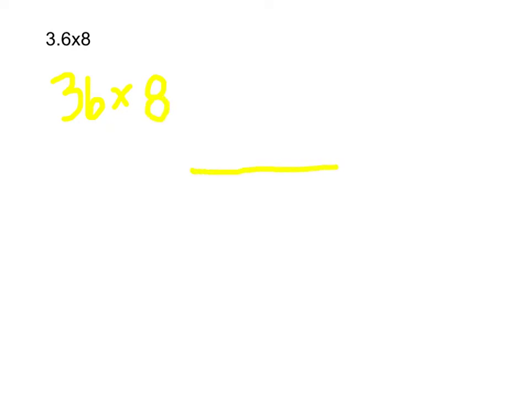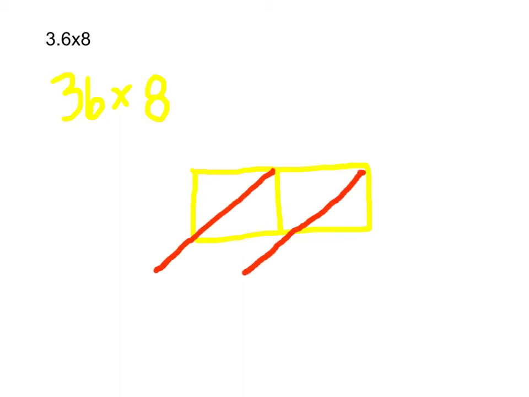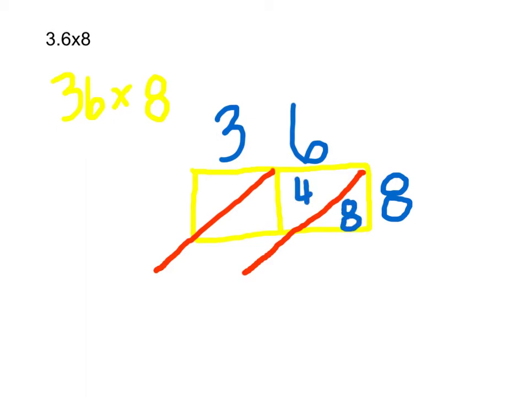So when I draw my lattice, I'm going to draw just 2 boxes. Now that I have my 2 boxes, I'm going to go ahead and draw down the diagonals. You can then write in your problem where you have 36 and 8. You can multiply 8 times 6, which is going to be 48. 8 times 3, which is going to equal 24. You're then going to add up the diagonals of your lattice.